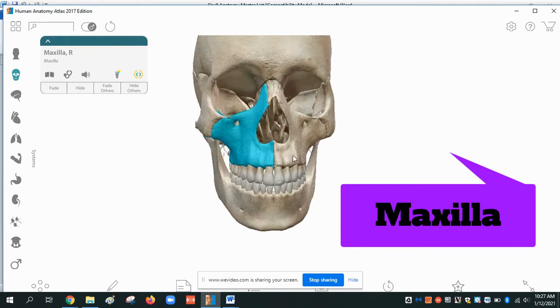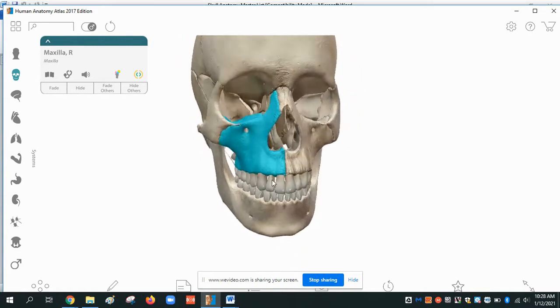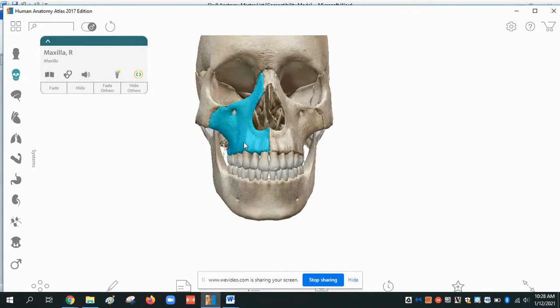So notice the shape of that is very irregular. It forms a large percentage of the floor of the eye orbit and the area between your nose and your mouth, and then all the way up between the eyes, maxilla.